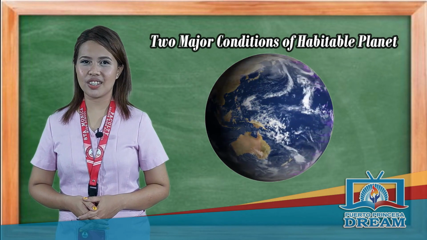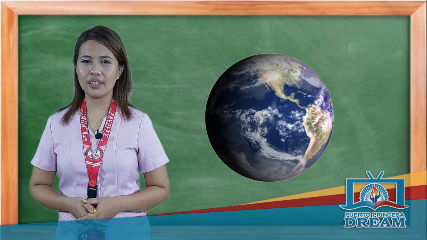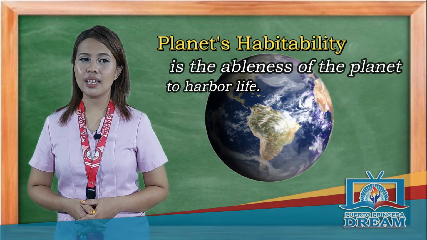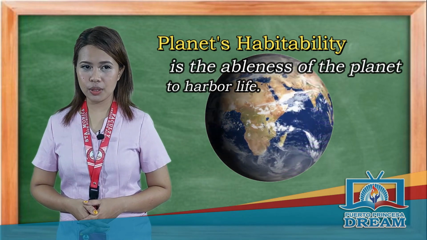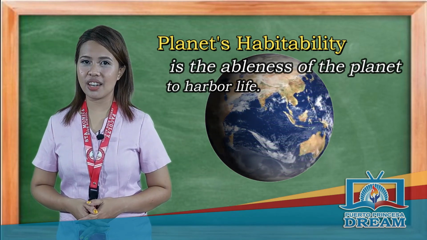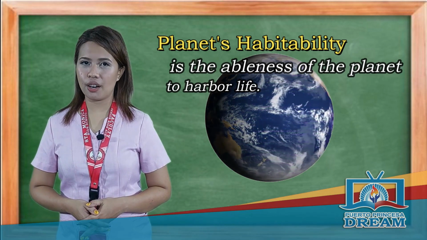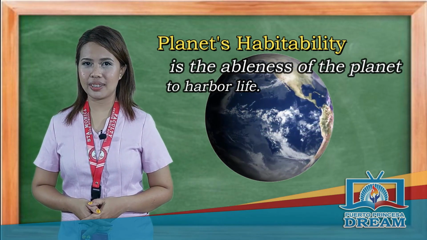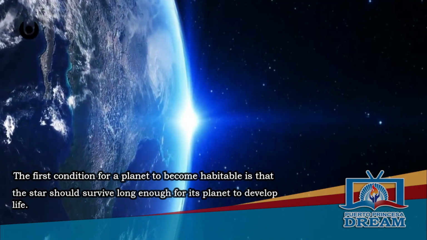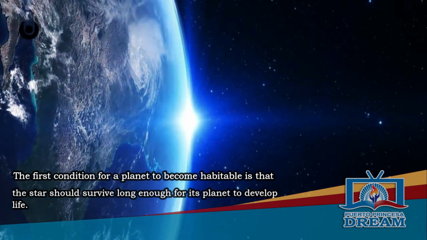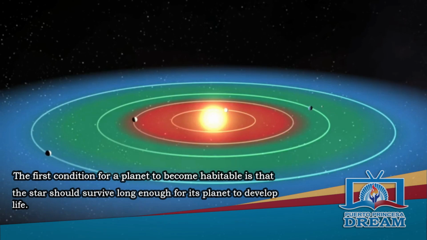There are two major conditions for a planet to become habitable. By the way, a planet's habitability is the ableness of the planet to harbor life. It results from a complex network of interactions between the planet itself, the system it is part of, and the star it orbits. The first condition for a planet to become habitable is that the star should survive long enough for its planet to develop life.